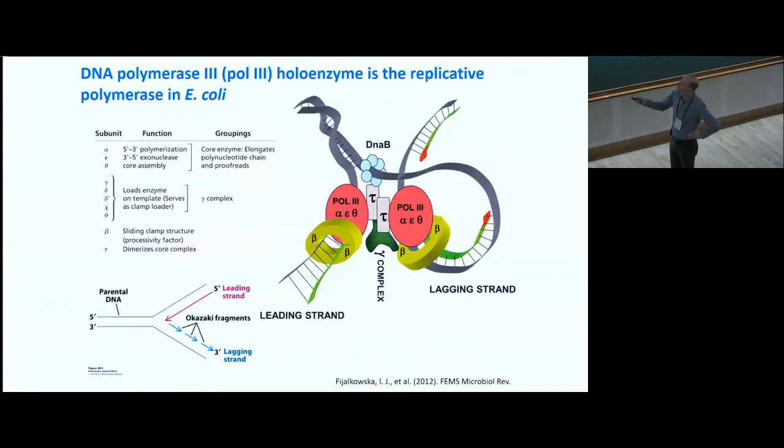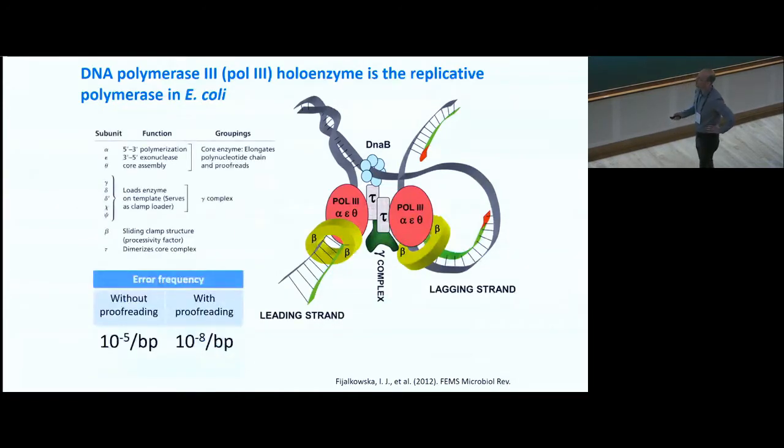And so we're going to zoom in and start just looking at this Pol III molecule by itself to study it. And so it turns out that this has these 3 components, and one of them is the polymerase called alpha. And that's the thing that does the polymerization and adds the bases to the end of the strand that are complementary to the other strand. And then epsilon is the proofreading enzyme, and so that does the exonucleolysis.